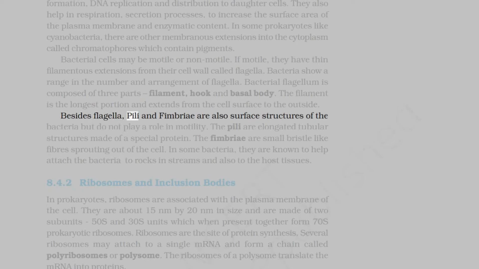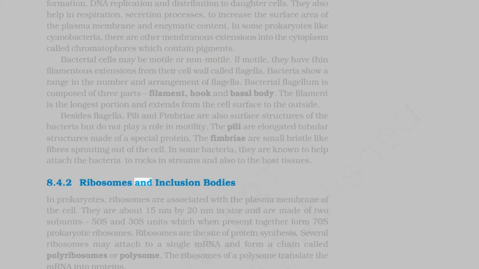Besides flagella, pili and fimbriae are also surface structures of the bacteria but do not play a role in motility. The pili are elongated tubular structures made of a special protein. The fimbriae are small bristle-like fibers sprouting out of the cell. In some bacteria, they are known to help attach the bacteria to rocks in streams and also to the host tissues.